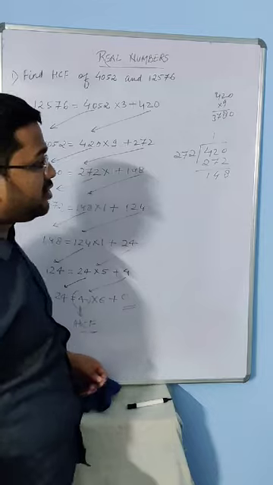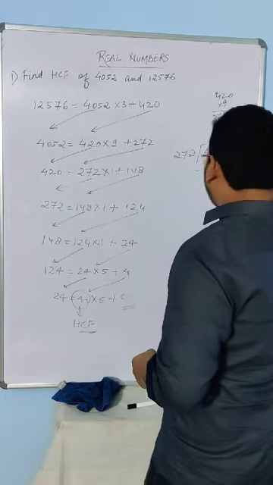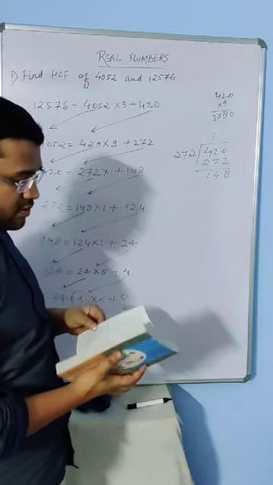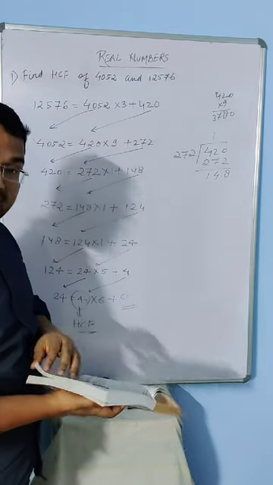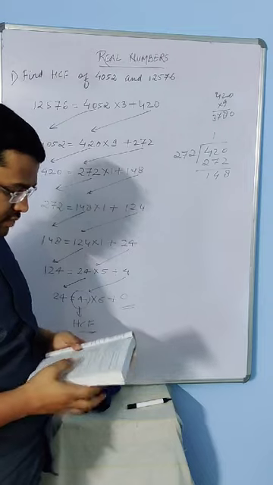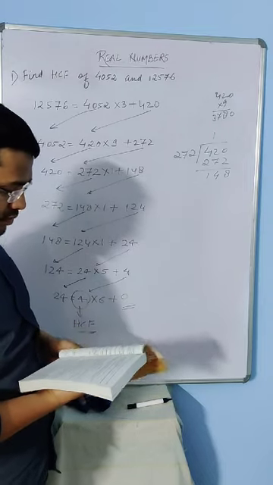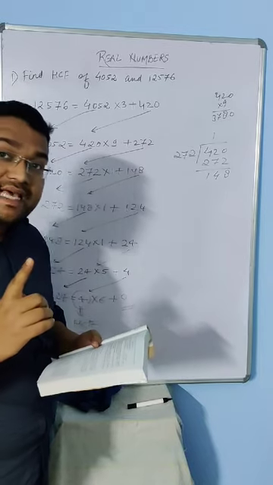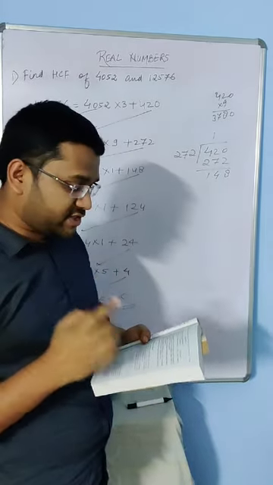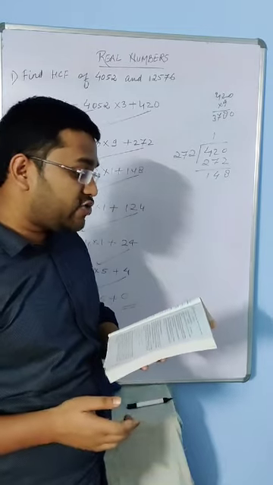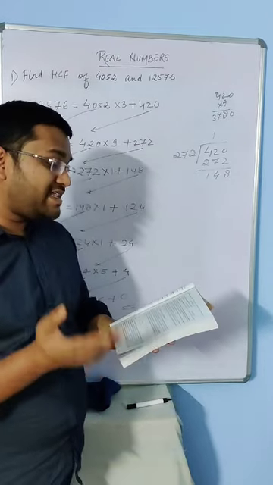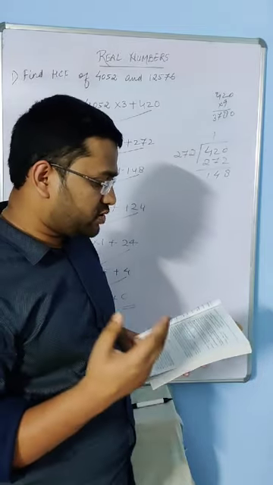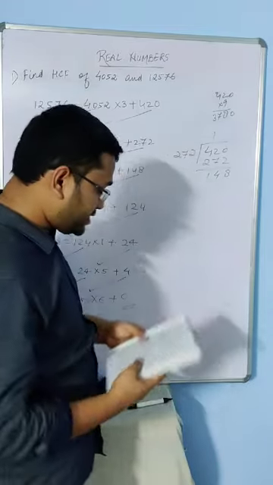Now, I'll be discussing one problem from the NCERT textbook, the first exercise of the chapter. The first question says, using Euclid's division algorithm, find the HCF of. There are three parts to this. We'll be doing two, the bigger numbers. So let's start.